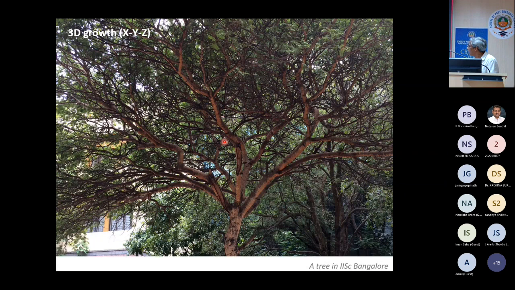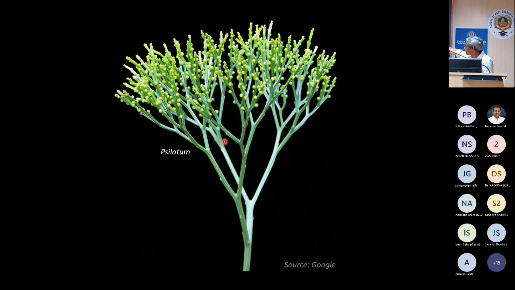This is how trees evolved for the first time in evolution. There's no leaf. Leaf came later. First, stem was innovated, and stem kept on branching and made a plant like that. Remember this plant, Psilotum? This is still an extant plant. It is still present on this earth, and there is no leaf at all.